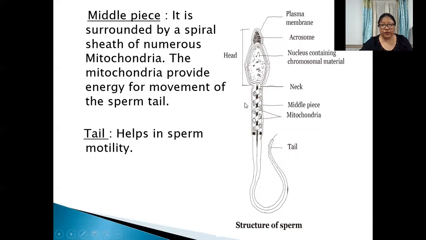The sperm has to move around a lot, so it requires a lot of energy, and that energy is provided by the mitochondria. The last part of the sperm is the tail, and it helps in sperm motility. That means with the help of the tail, the sperm is able to move, and it is the tail that enables the sperm to ascend the female reproductive tract. So during sexual intercourse, it is this tail that will take the sperm through the vagina of the female. So that is all about spermatogenesis today.